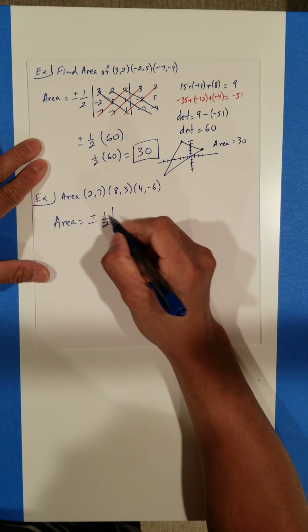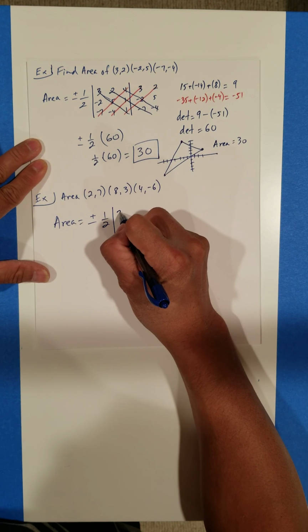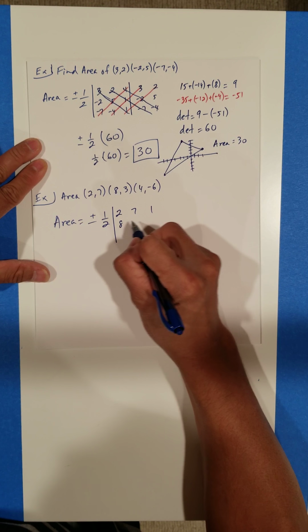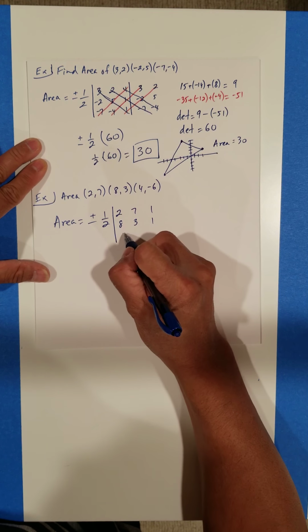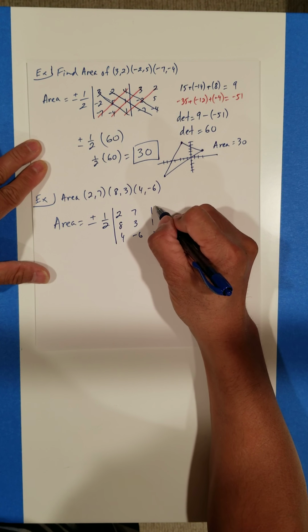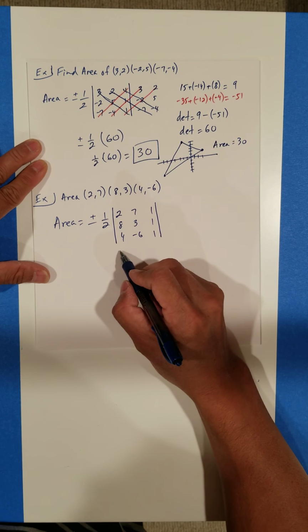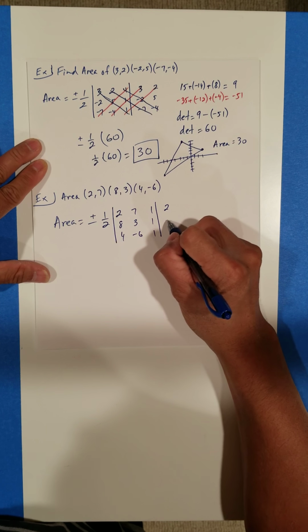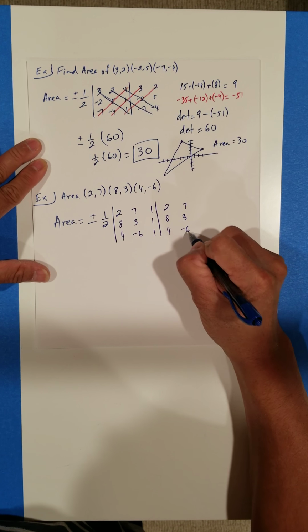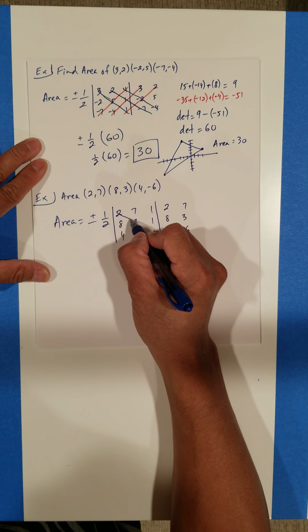Now we put the first point: 2, 7, 1. Second point is 8, 3, 1. Third point, 4, -6, and 1. Notice the last column is always ones. No big deal. Let's find the determinant. So 2, 8, 4, 7, 3, -6.